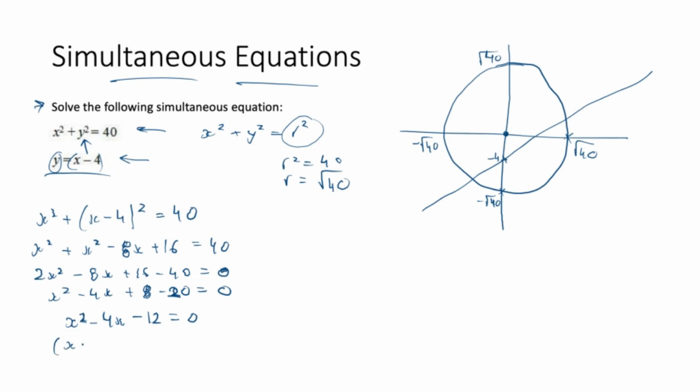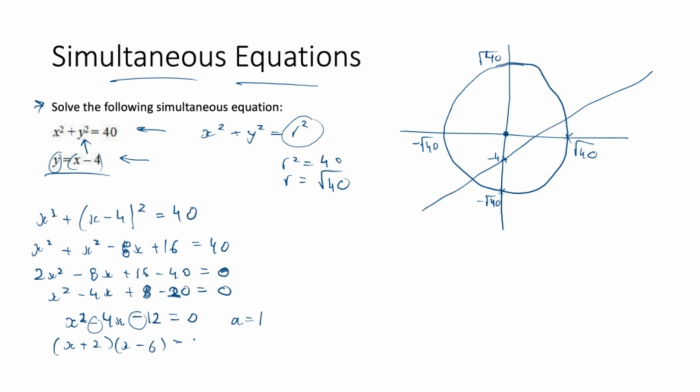Put your brackets down. Since the a value for this quadratic equation is 1, we can go straight into writing down the brackets like so. Since the c value is negative and the b value is negative, we're going to have a positive and a negative. Then we just need to find a set of factors of 12 that would add up to form minus 4, and that would be minus 6 and plus 2.